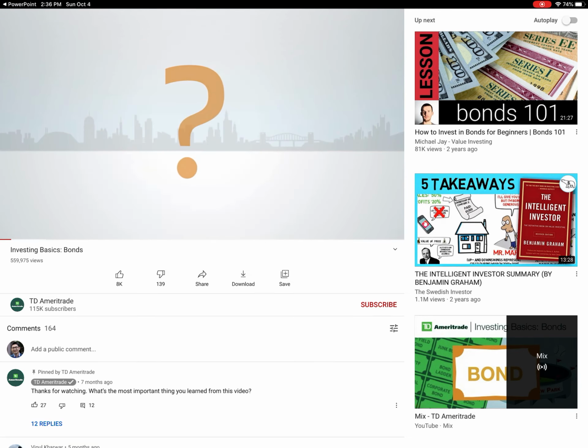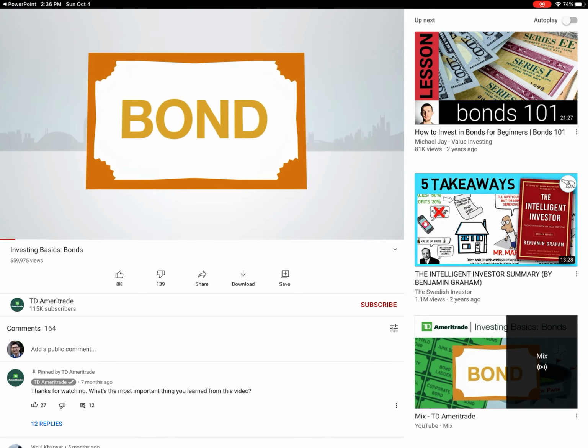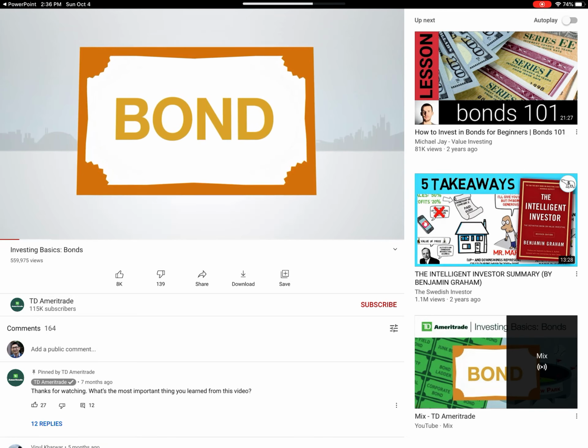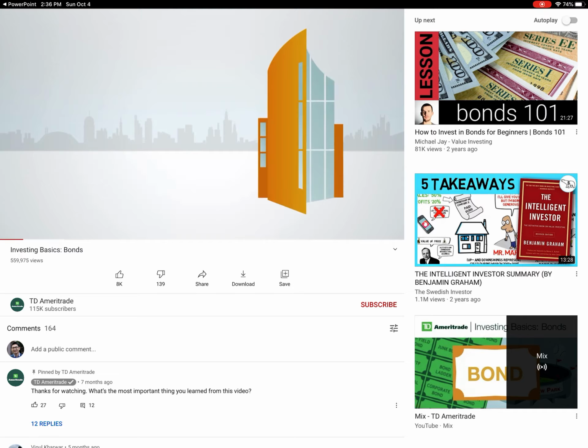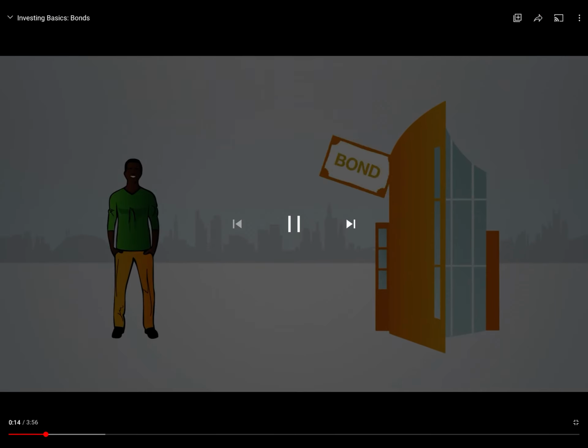Bonds are a common investment. However, to many investors, they remain a mystery. So let's explore what a bond is and how it might benefit your investment portfolio. A bond is simply a loan given to a company or government by an investor.